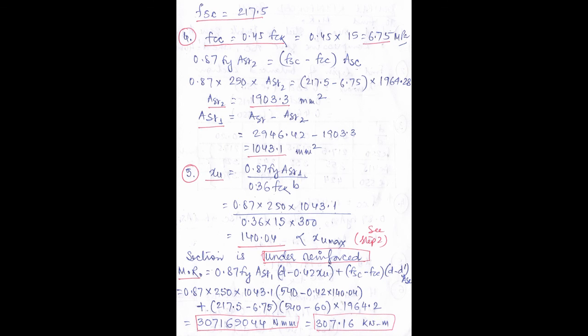Please remember, you can keep the answer in this format, but please don't forget to write the unit. And now if you want to concise it, you convert Newton millimeter to kilonewton meter. That means you divide the entire value by 10 to the power 6, because 1 kilonewton equal to 1000 Newton, 1 meter equal to 1000 mm. So if you divide the value by 10 to the power 6, you are getting 307.16 kilonewton meter. So the moment of resistance for this double reinforced beam is 307.16 kilonewton meter.